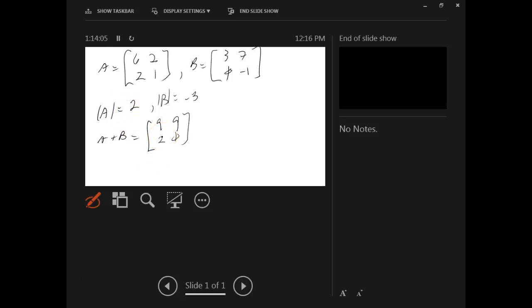Okay. Now let's do the determinant of A plus B. Negative 18. Does that have anything to do with 2 and negative 3? No. Okay. So determinants of sums, there's no rule for that. Determinant of product, there is. The determinant of the product is the product of the determinants, but sums not.